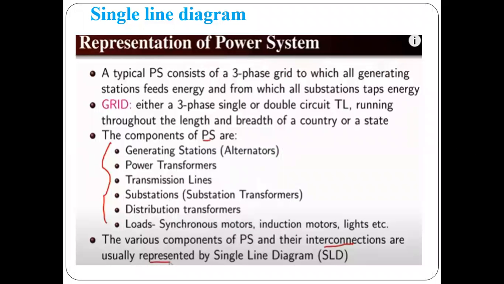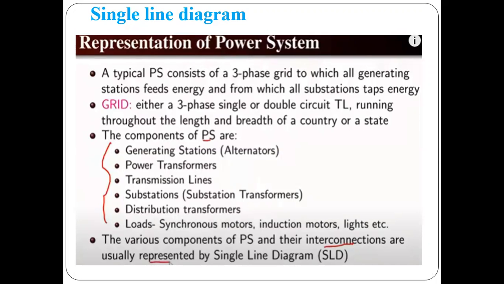Today we will discuss the topic of power system subject, that is the single line diagram. Before starting the topic, we will discuss some basic things. This topic is a very basic fundamental of the power system. As you know, what do you mean by power system? It is the combination or interconnection of the various components which are used for generation, transmission, and distribution.